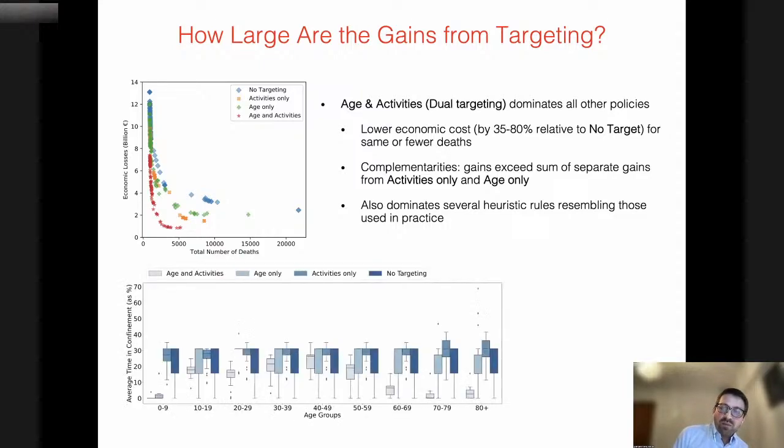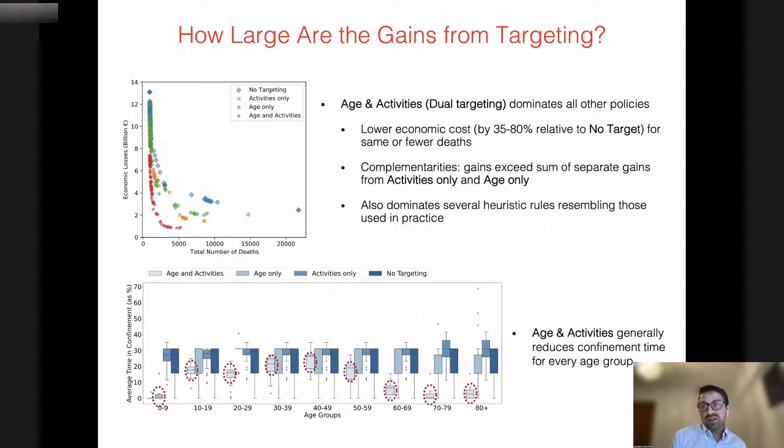Another metric that might be interesting for policymakers, and a good side benefit of what we're trying to do here, is the time in confinement experienced by each population group, each age group. It turns out that via this dual targeting, you can generally reduce the time in confinement experienced by each population group. Okay, there will be heterogeneity among them, but each one will do better than without targeting.